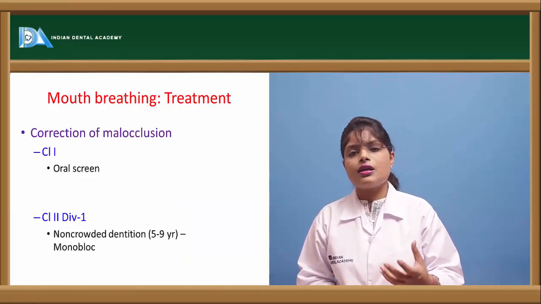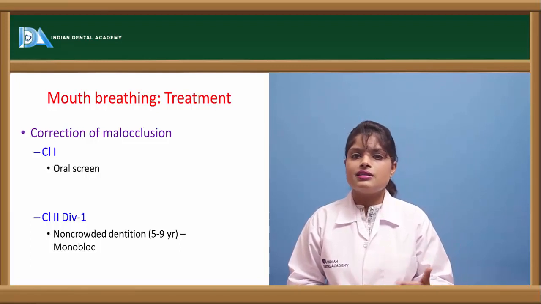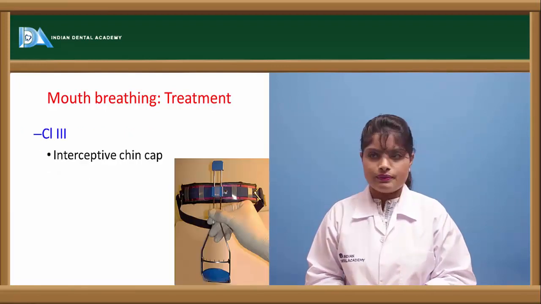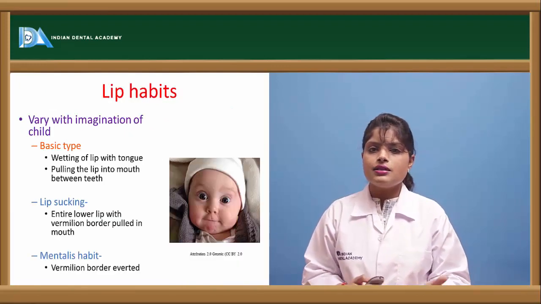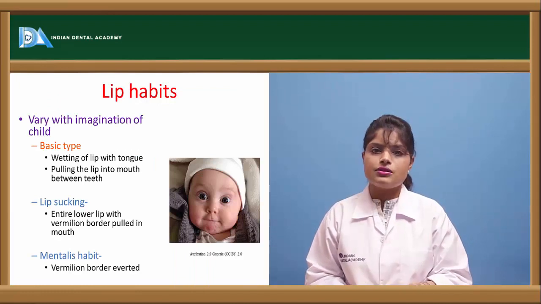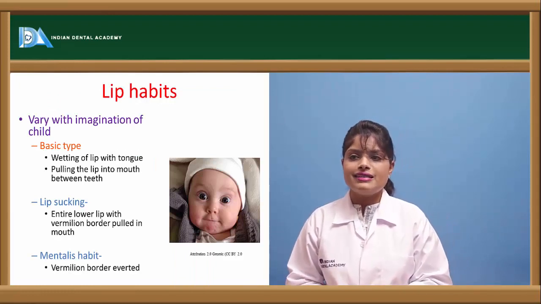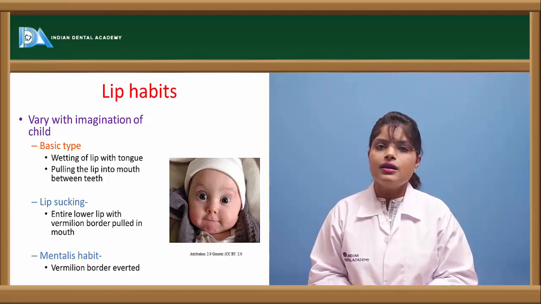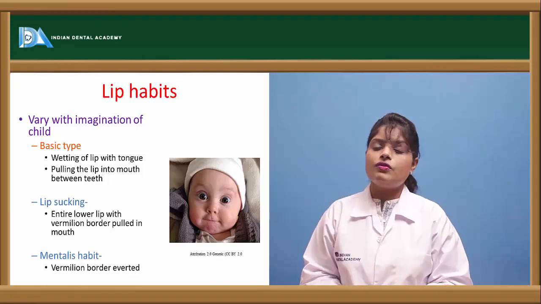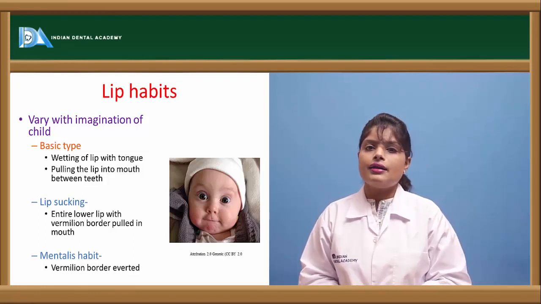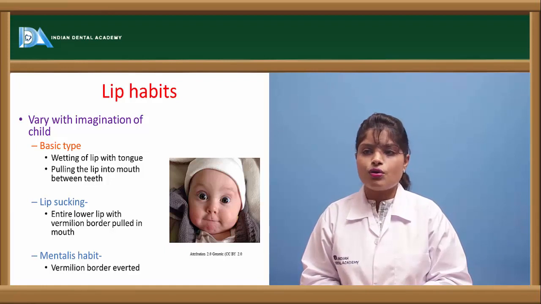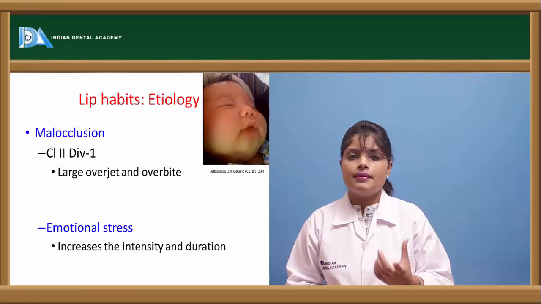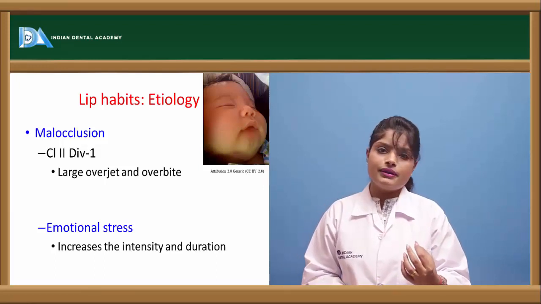If the child is having a class 2 malocclusion, then there are various appliances which are given to correct the occlusion, or the oral screen is also given. Then there are certain habits such as lip habits, that is, placement or wetting of the lip into the mouth. This is a continuous habit. It may lead to reddening of the vermilion border of the lower lip, and it may lead to cracking of the lips also. The lips may become hypertrophic and may hang out of the mouth. The lips may be apart and will not be competent.